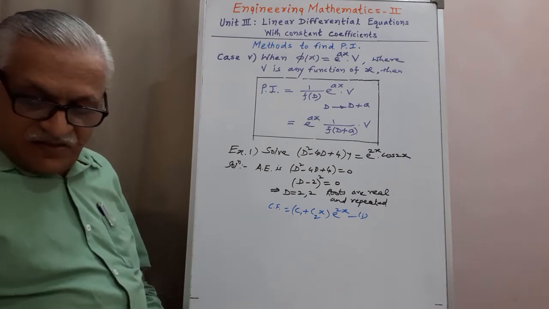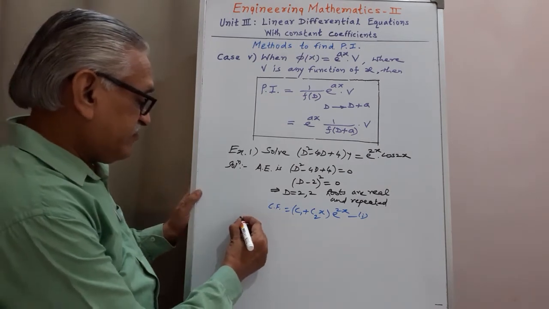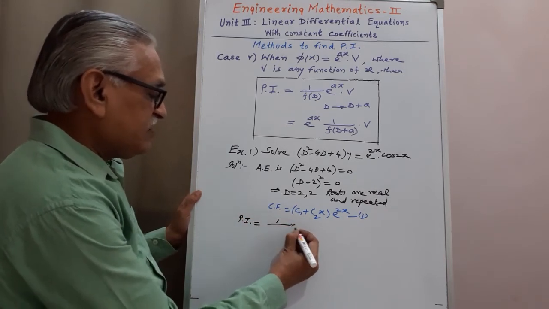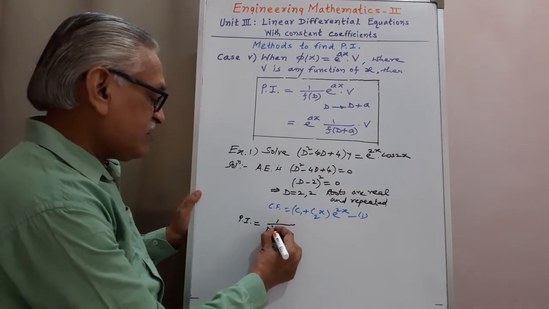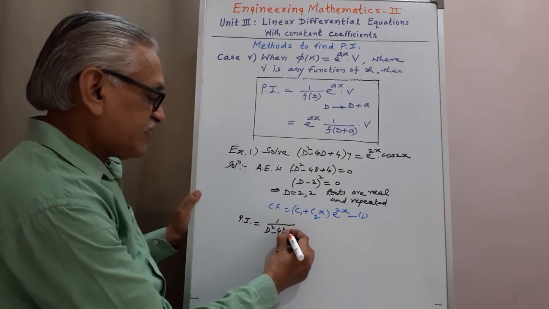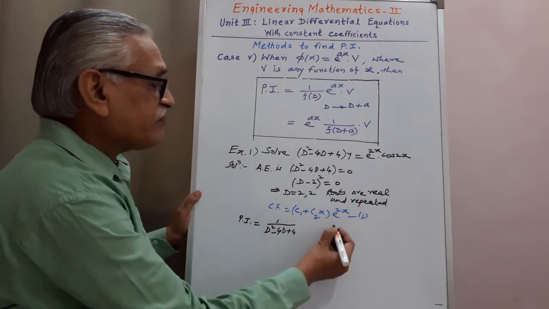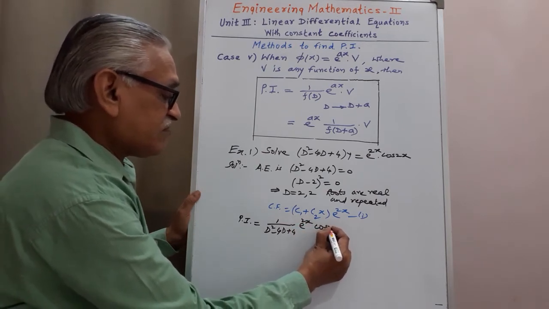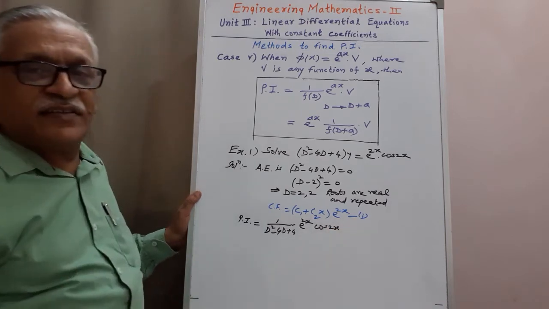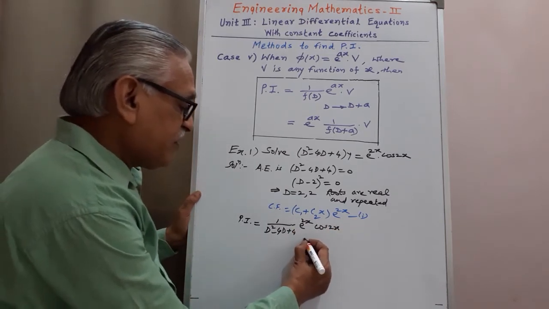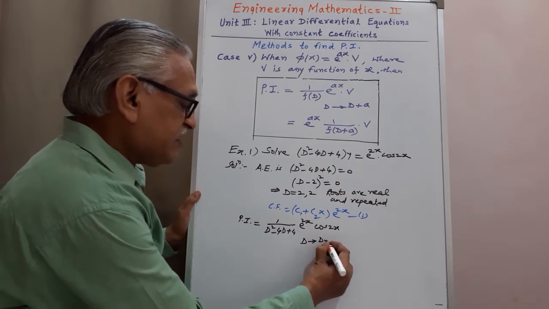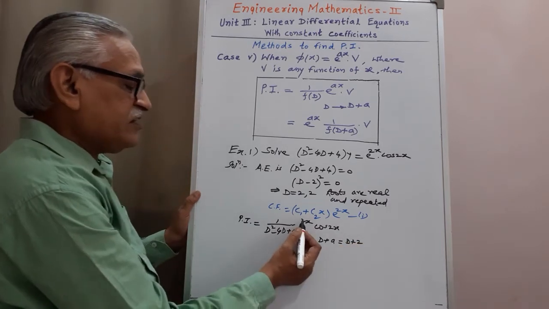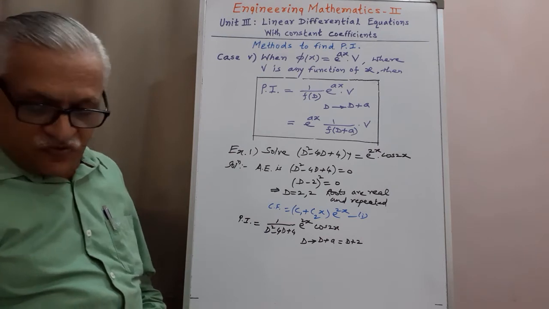Then we find PI part, second part of the solution. It is by inverse operator technique. 1 upon f of D, here it is D square minus 4D plus 4, which we have to operate on that term. Term is e raised to 2x into cos of 2x. And as it is in the form of e raised to ax into V, we replace D by D plus a. A is here 2, and therefore D is replaced by D plus 2.